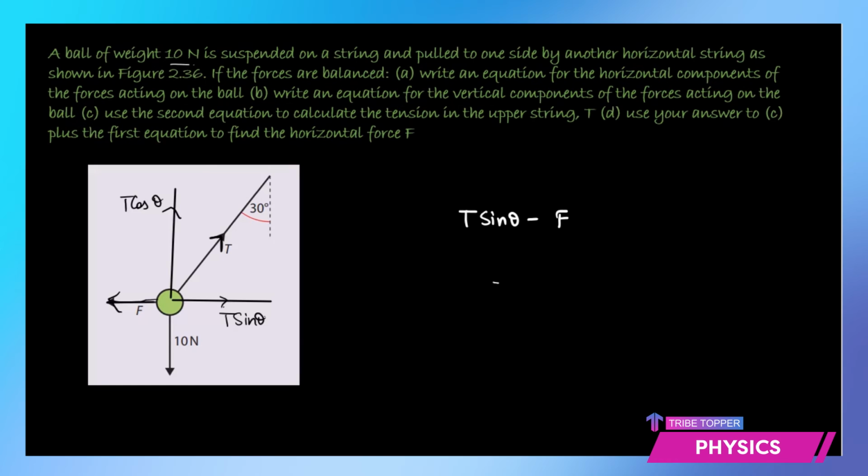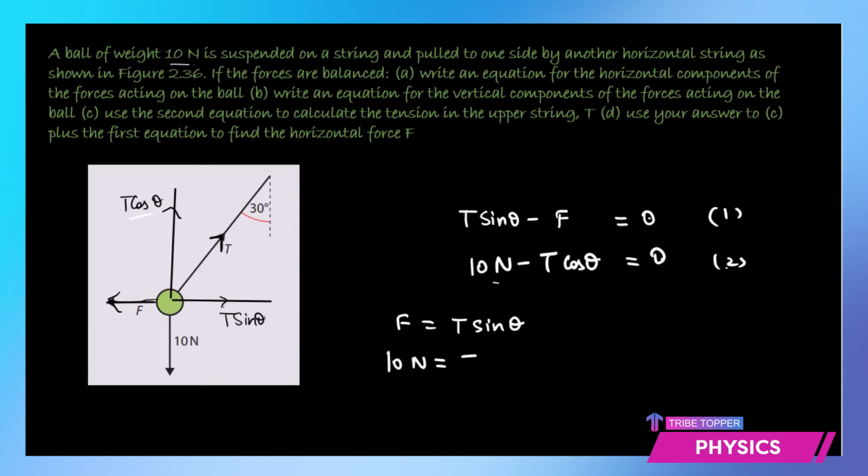And then we have to write an equation for the vertical components of the forces acting on the ball. You can see the vertical forces acting are T cos theta upwards and 10 Newton downwards. So 10 Newton minus T cos theta. These are the two forces that are acting. Since it is balanced, the resultant force is 0 here also and it is 0 here also. So the first one tells us that force F is equal to T sin theta, and the second equation tells us that 10 Newton is equal to T cos theta.